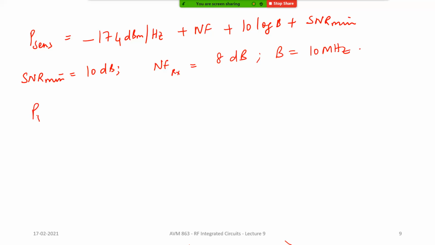Now can you tell me what is the sensitivity for the signal? Can you quickly tell me? It's just simple addition basically. So it's minus 174 plus 8 plus 10 log of 10 megahertz.